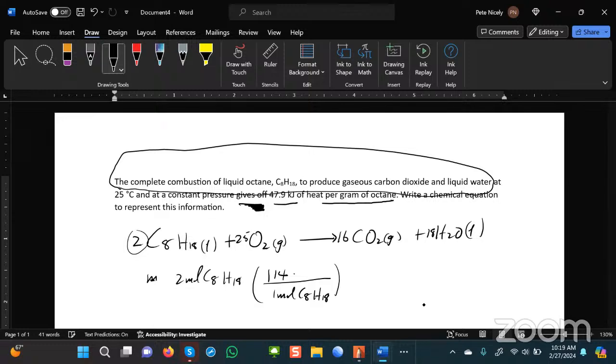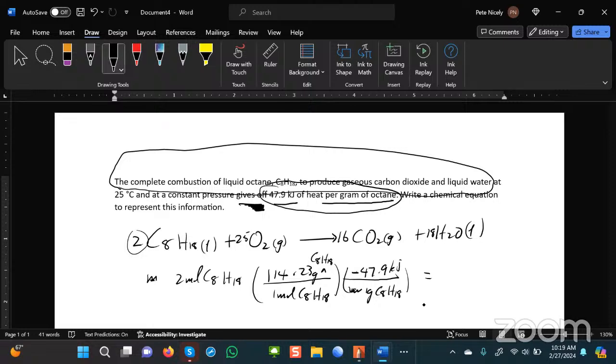114.23 grams of octane, C8H18, right? Now I would multiply this by this right here, because this says for every 1 gram of octane, the amount of heat that is given off is 47.9 kilojoules. But because it says given off, I would have to put a minus sign right there. So minus 47.9 kilojoules over 1 gram of C8H18. And then you work this out.